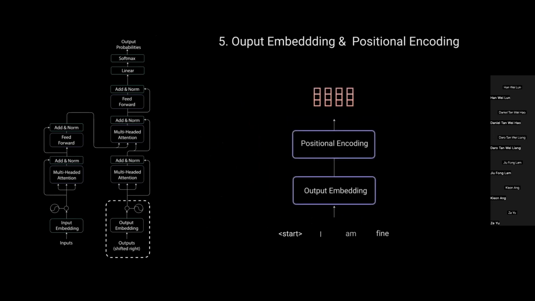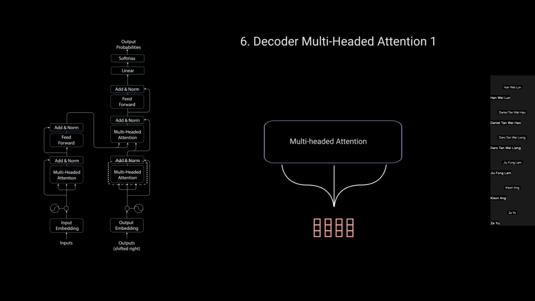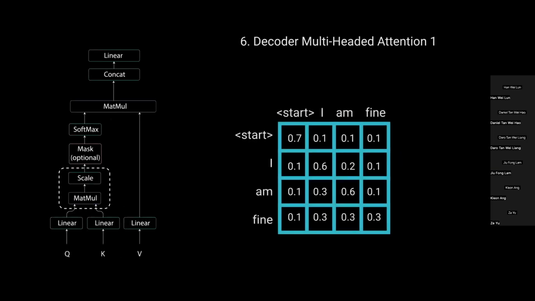The input goes through an embedding layer and a positional encoding layer to get positional embeddings. The positional embeddings get fed into the first multi-headed attention layer, which computes the attention score for the decoder's input. This multi-headed attention layer operates slightly differently. Since the decoder is auto-regressive and generates the sequence word by word, you need to prevent it from conditioning on future tokens. For example, when computing attention scores on the word am, you should not have access to the word fine, because that word is a future word that was generated after.